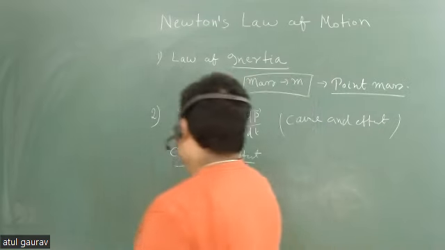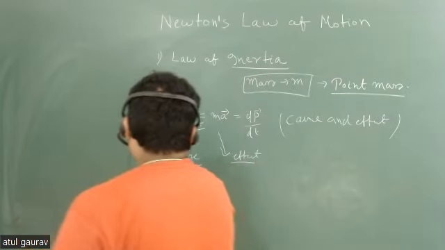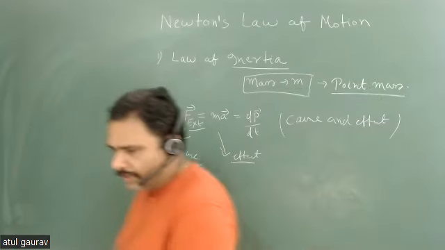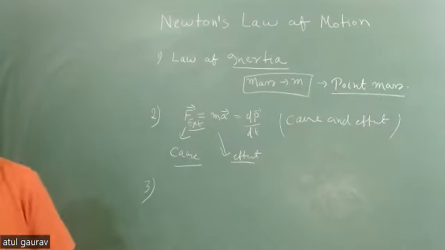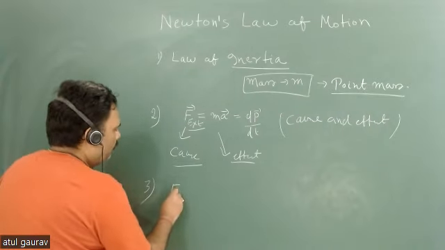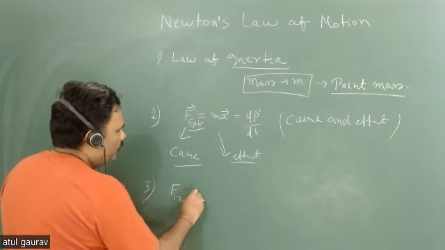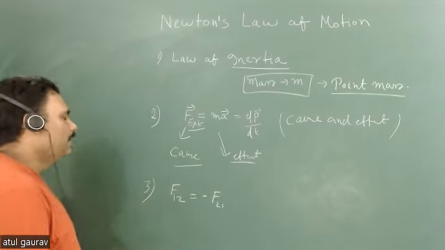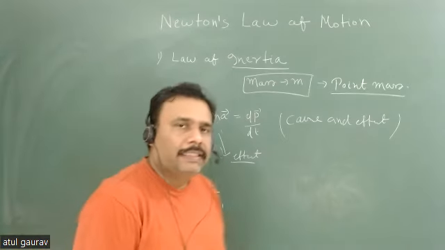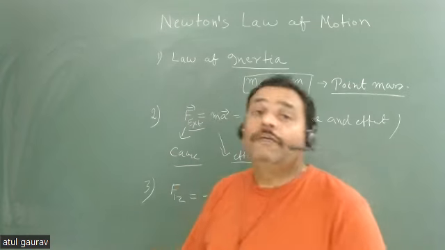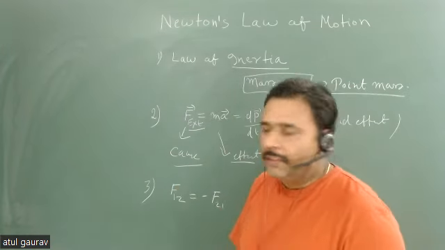Okay, now the third and the last is very interesting. What is this thing? Do you know? Tell me. Reaction, action and reaction. So for every action, if you have F12, it is equal to minus F21. So this is very interesting. For every action, there is a reaction, and action and reaction will act on two different bodies. This is very important. Okay.